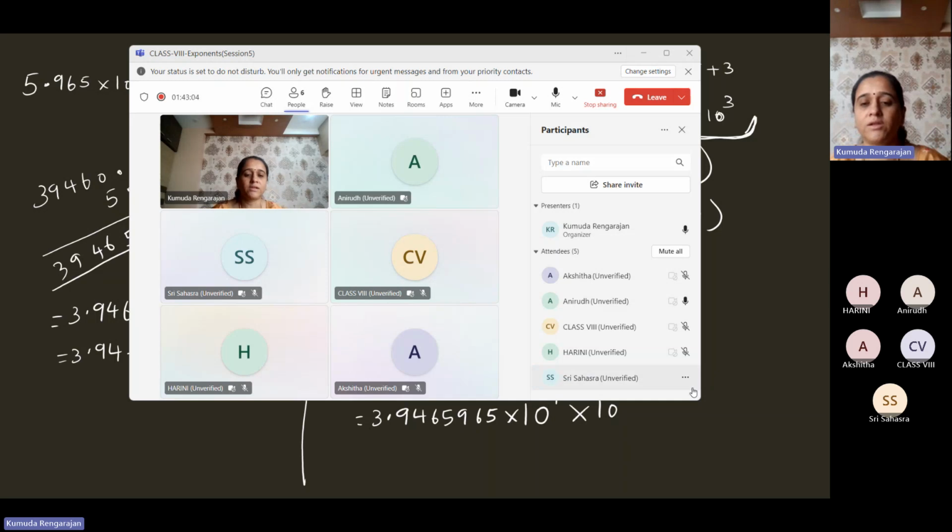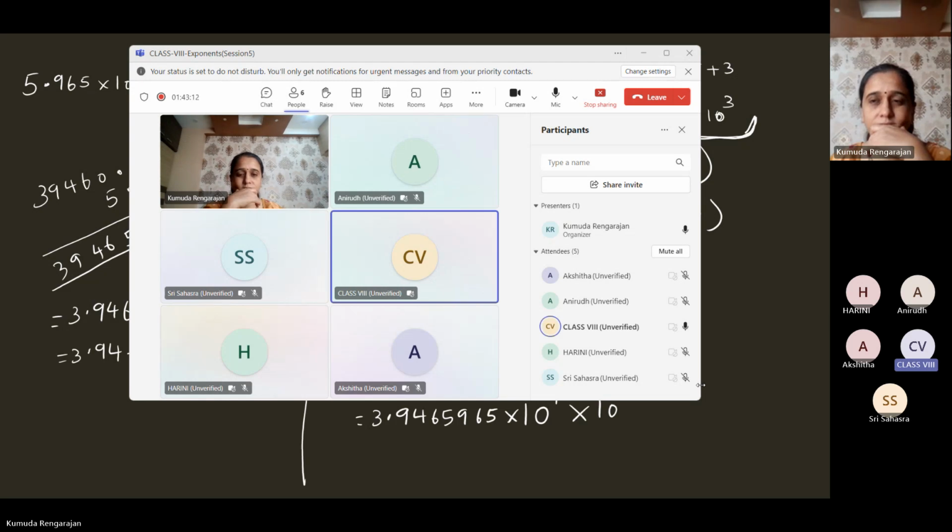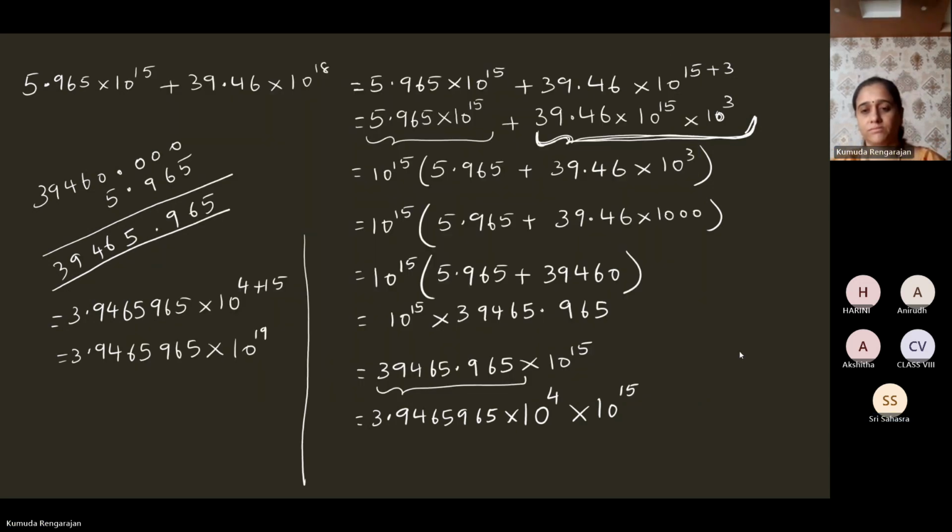Okay, and what about Anirudh, sorry, Avanish, Danvin and Navneet? Ma'am, I got the same answer. Ma'am, we got the same answer. Ma'am, we all got it right, ma'am. Okay. Harini and Sahasra? Ma'am, I got it wrong. Yeah, where should I help you?